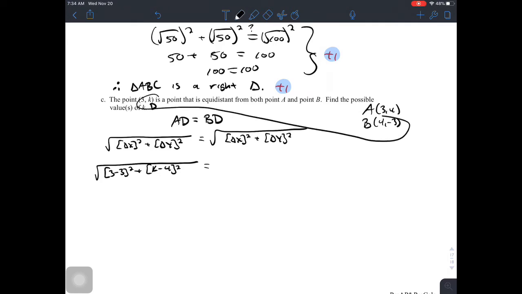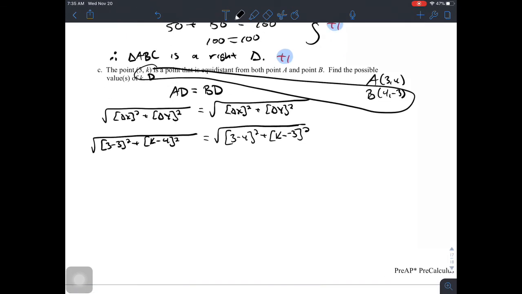And then I'm doing from D to B. Difference of my x values is 3 minus 4. Difference of my y values is k minus a negative 3. So this simplifies a bit to 0 squared plus the difference of k and 4 quantity squared equals negative 1 quantity squared plus the sum of k and 3 quantity squared, all under square roots. Now at any point we could square both sides to get rid of the radical on both sides.